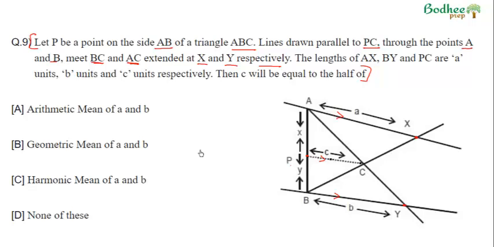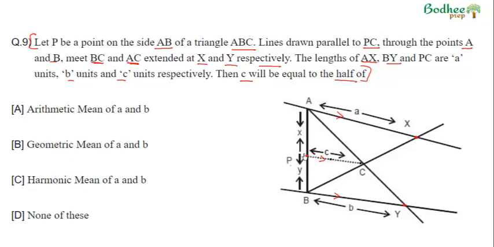If you can read the statement only and try to draw it, there is a chance that you may need 2 or 3 iterations to figure out the exact diagram. Okay, let's move further. Here it says that if the lengths are given to us as A, B, and C, like AX is A, BY is B, and PC is C, then we need to find C is half of which of the following, correct?